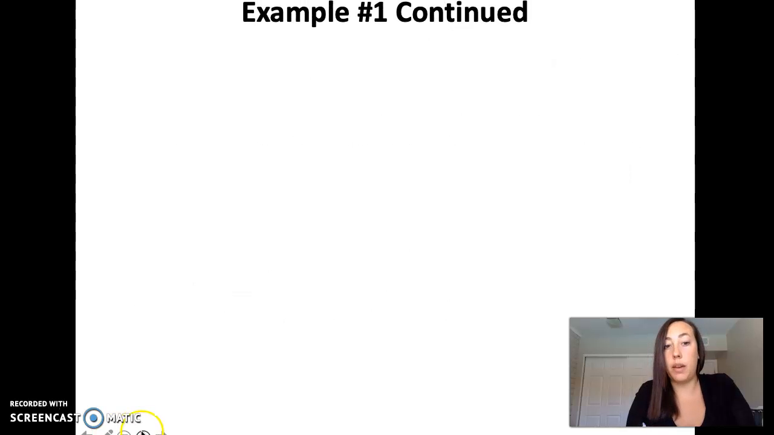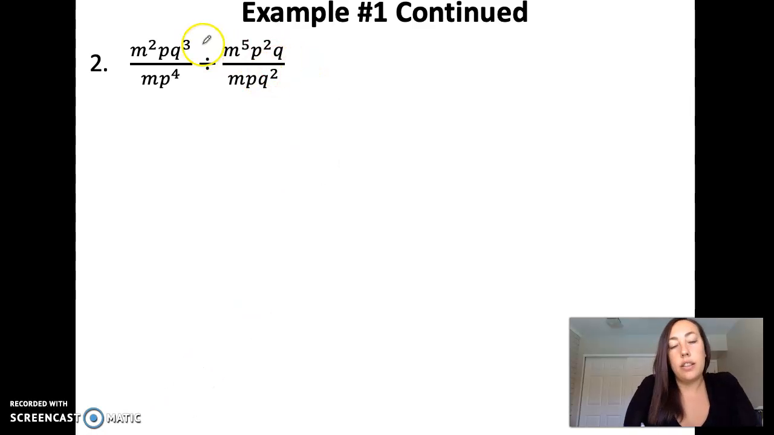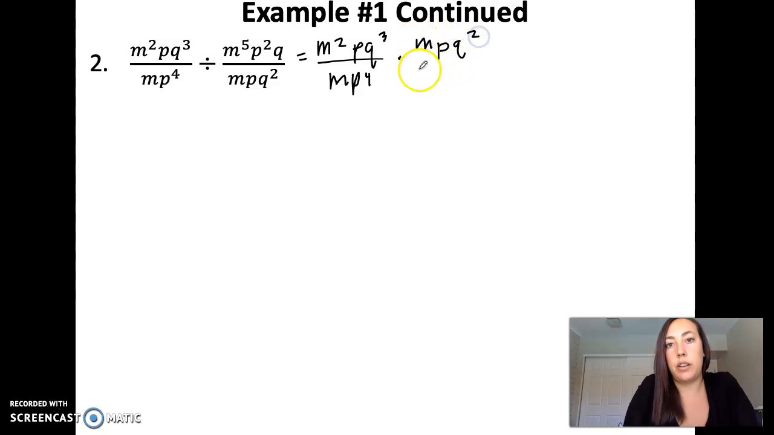Okay, that was the only one for that page. All right, carry on. So a little more complicated here, but same idea. So we have m squared pq cubed over mp to the fourth divided by m to the fifth p squared q over mpq squared. So again, the first fraction is going to stay the same. I'm not moving anything around. And then I'm going to multiply by the reciprocal of the second. So the denominator is going to move up top, numerator is going to move to the bottom, and then we can cancel.